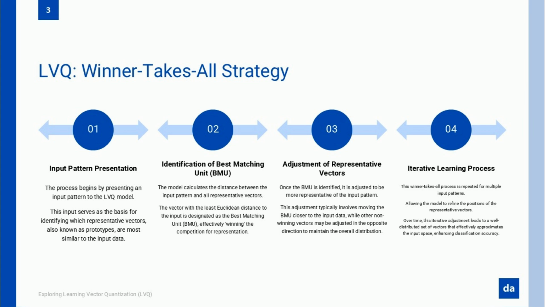We've talked about the winner-takes-all approach, but what makes LVQ really shine is its iterative learning process, the way it gradually refines its understanding of data, improving its classification accuracy over time. So, how does this training process actually work? How does LVQ become so precise? Let's break it down in the next slide. You're going to love this part.